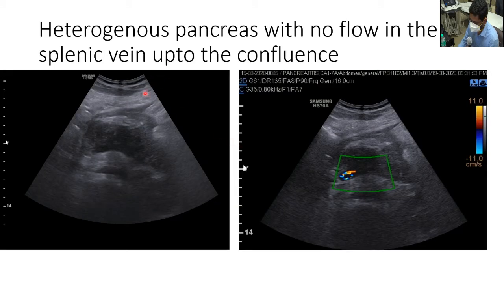On ultrasound examination, in epigastric view in transverse section, we see the pancreas which is hypoechoic and enlarged in size, and just below this there is the confluence, which is hypoechoic, and there is some content which is seen in the splenic vein just before the confluence. On color examination, it does not take any flow.